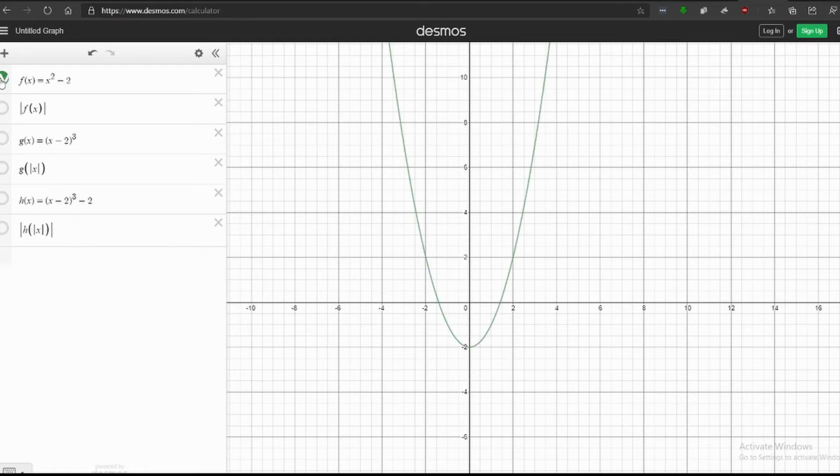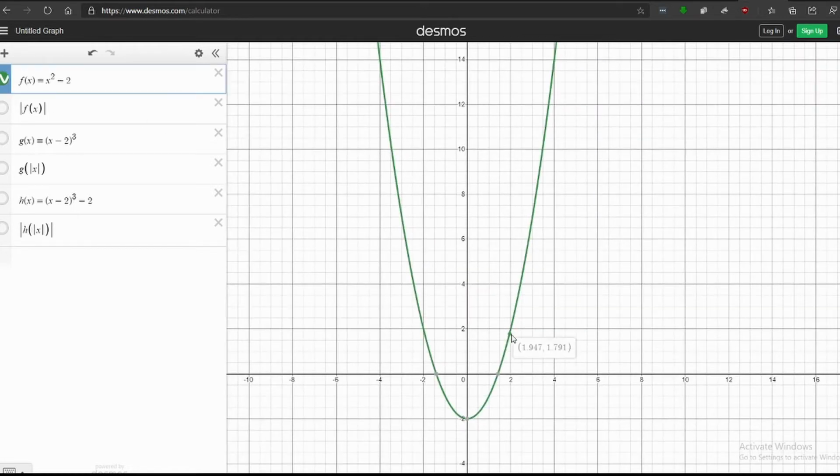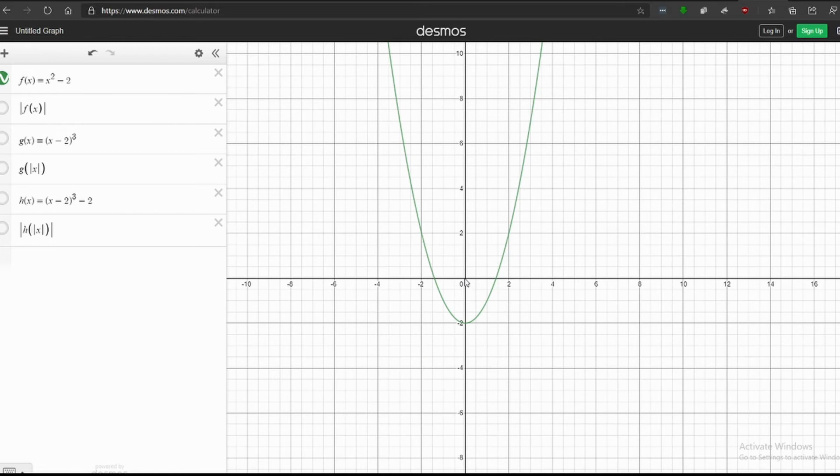So let's say we have this one. This is our normal graph of x squared minus 2. Notice how this negative 2 is below the x-axis, right? So nothing's wrong with that. What happens if we put the absolute value around f of x? Notice here, you see how if the y value is negative, it actually points upwards, right?